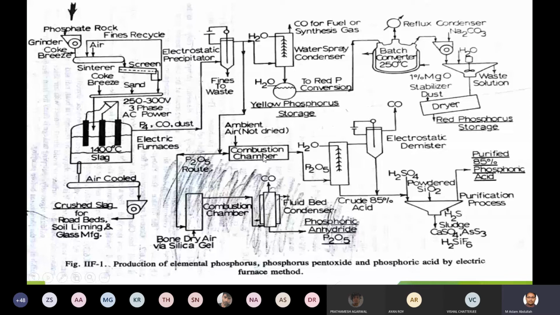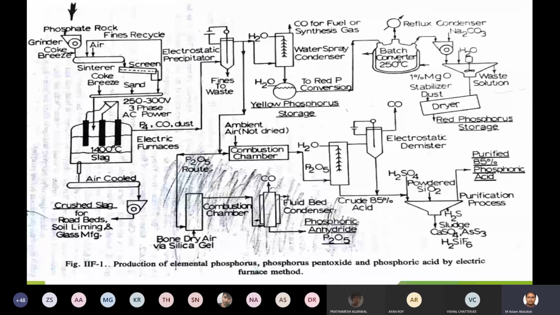First I have converted to phosphorus pentoxide. This phosphorus pentoxide is sent to the water spray condenser. This is the water spray condenser. This phosphorus pentoxide will be reacting with the droplets of water molecules. I am going to spray the water from the top. This sprayed water droplet will react with phosphorus pentoxide. Once the water molecules react with phosphorus pentoxide, I will get crude 85% acid.